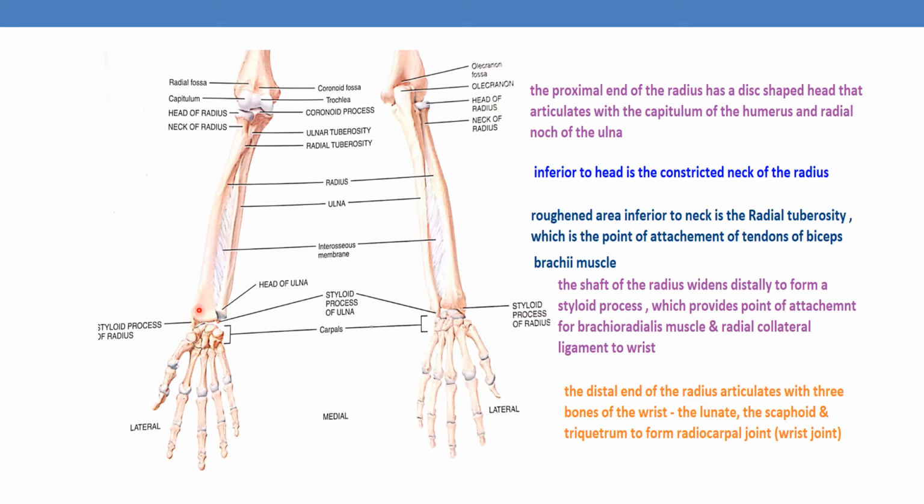And next is the styloid process, which forms the point of attachment for brachioradialis muscle and radial collateral ligament to the wrist. Next is the distal end, which articulates with 3 bones of wrist, that is lunate, scaphoid and triquetrum to form radiocarpal joint or wrist joint.